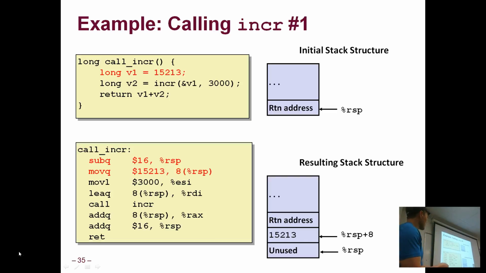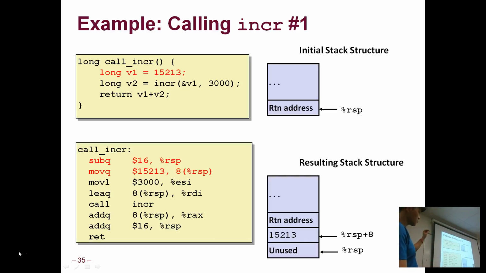We'll start with this stack pointer here. Return address. This return address is the return address that call incr goes to. And so we'll go through the instructions in red. And on the right is the stack structure that gets updated after you execute the instructions in red. So here, subtract quad $16 RSP.